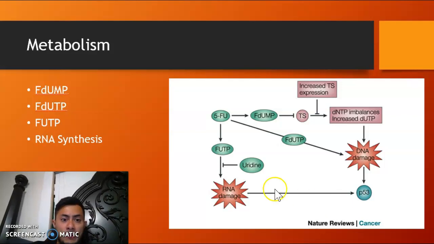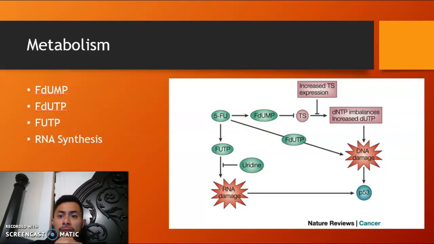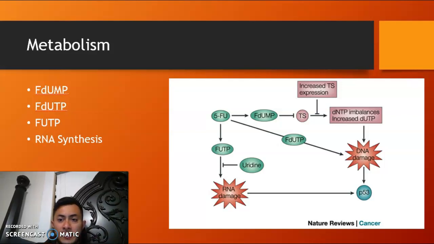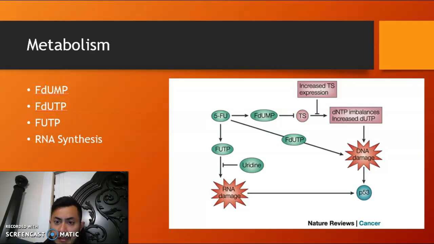The first pathway we can go over is 5-FU through FdUMP, which is fluorodeoxyuridine monophosphate, which eventually leads to DNA damage. As we can see here on the flow chart, 5-FU is turned into FdUMP, which in turn increases TS expression.